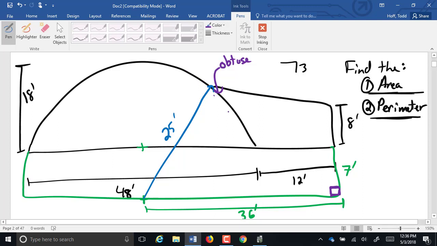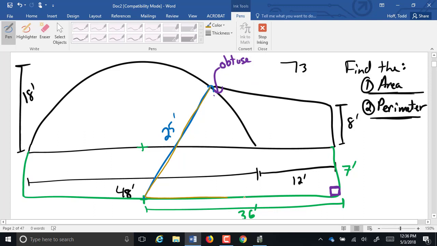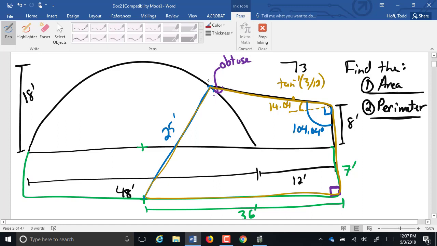What other angle can we find on that shape there? And by that shape there, I'm talking about this bigger shape here. We can find this here. Inverse tangent of 3 over 12 is what? 14.04. So we add that. This is 90 degrees here, so we add that up. We get 104.04 degrees for that whole angle. Yep.